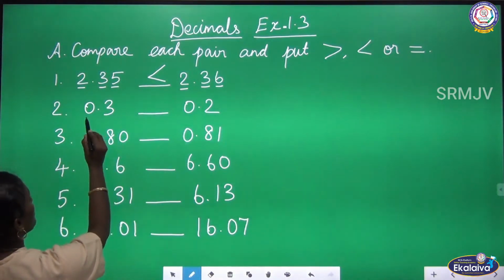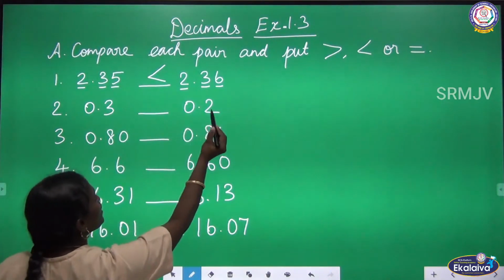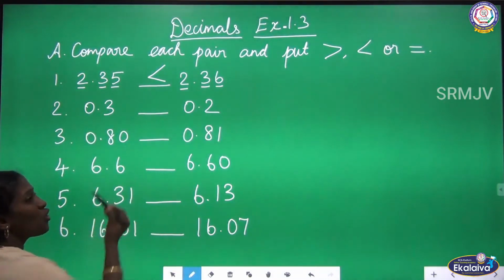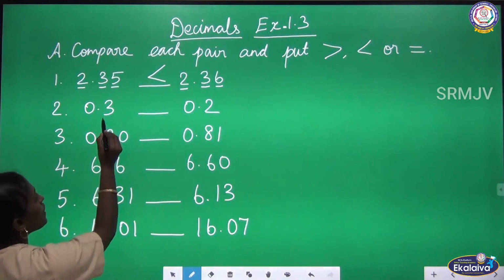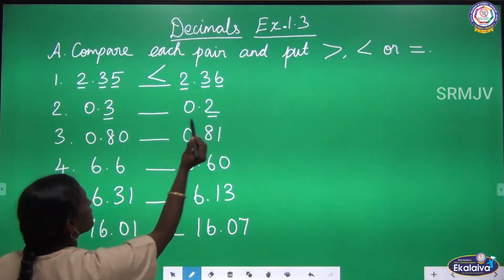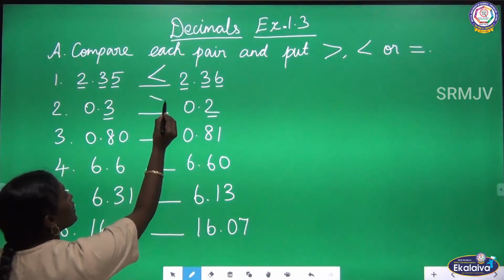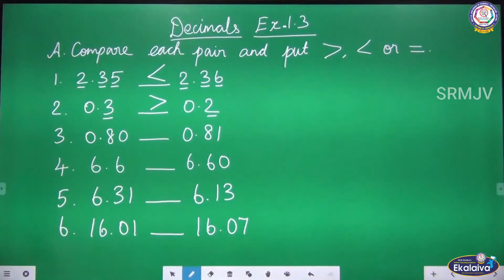See the next numbers, 0.3 and 0.2. The whole number part is 0. So we have to check the first decimal place, 3 and 2. So 3 is greater. Okay.